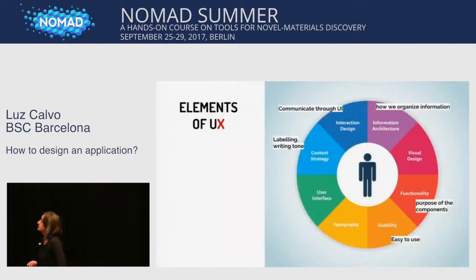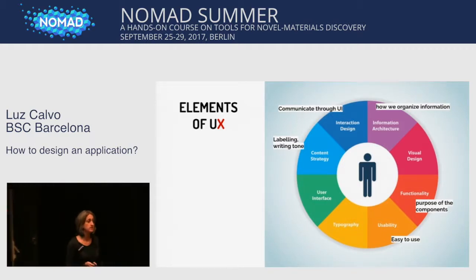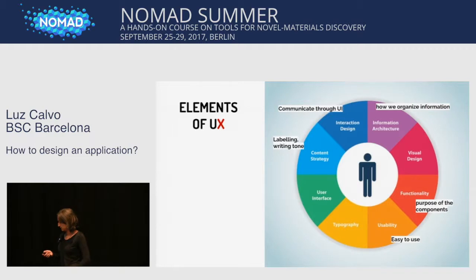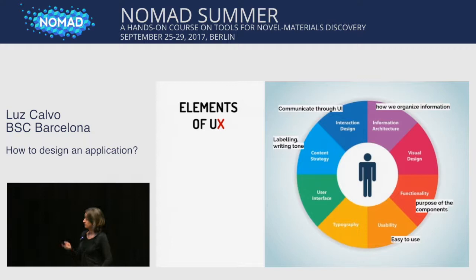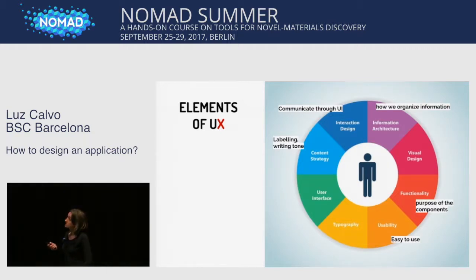When we talk about UX, we tend to think only about usability. It's something easy to use or not. But there are other concepts included in this subject, like, for example, information architecture, that is how we organize information in a website or a web application. Things like interaction design or content strategy, that is how we label or what's the writing tone of the application. And of course, functionality.